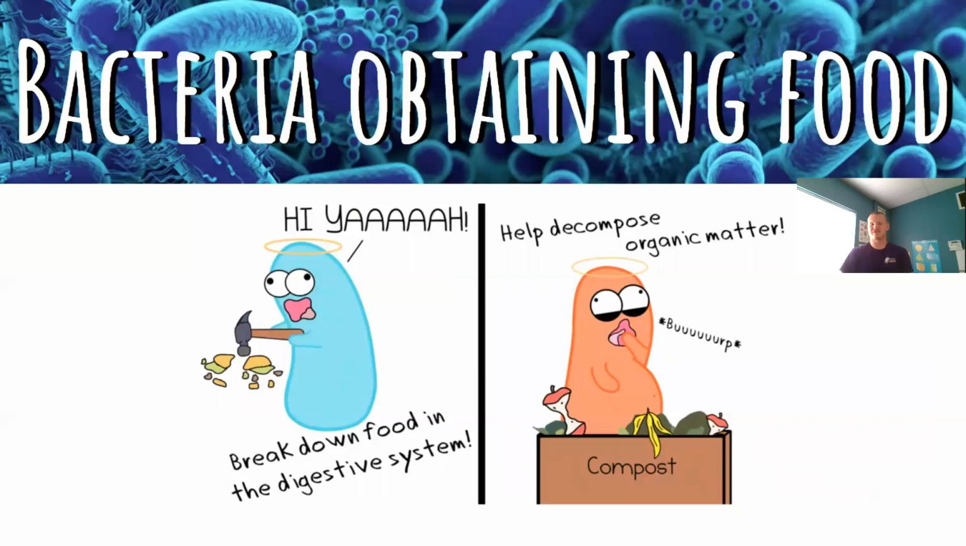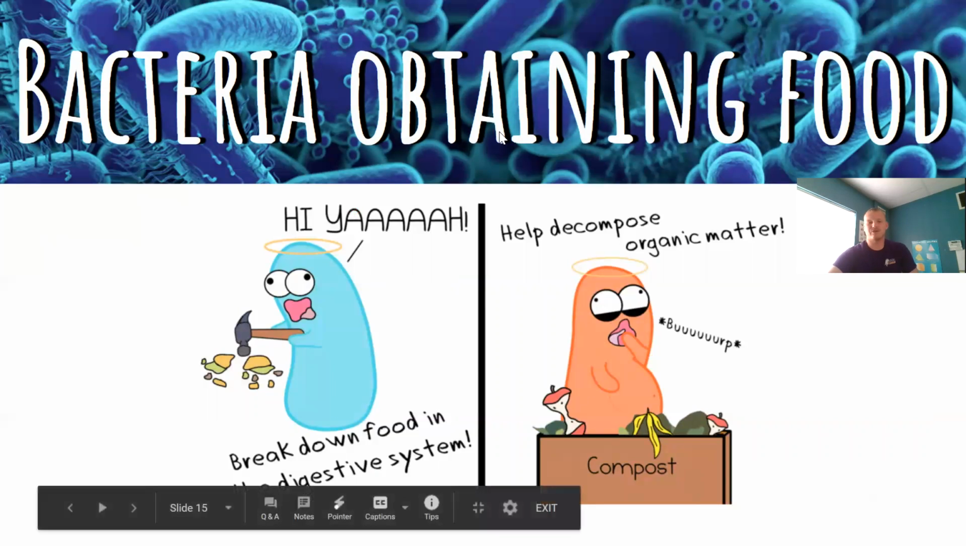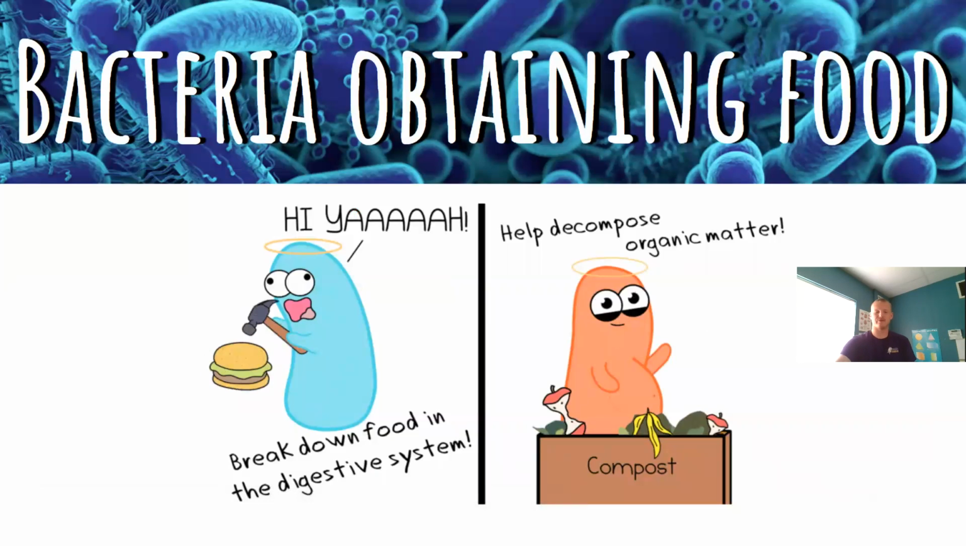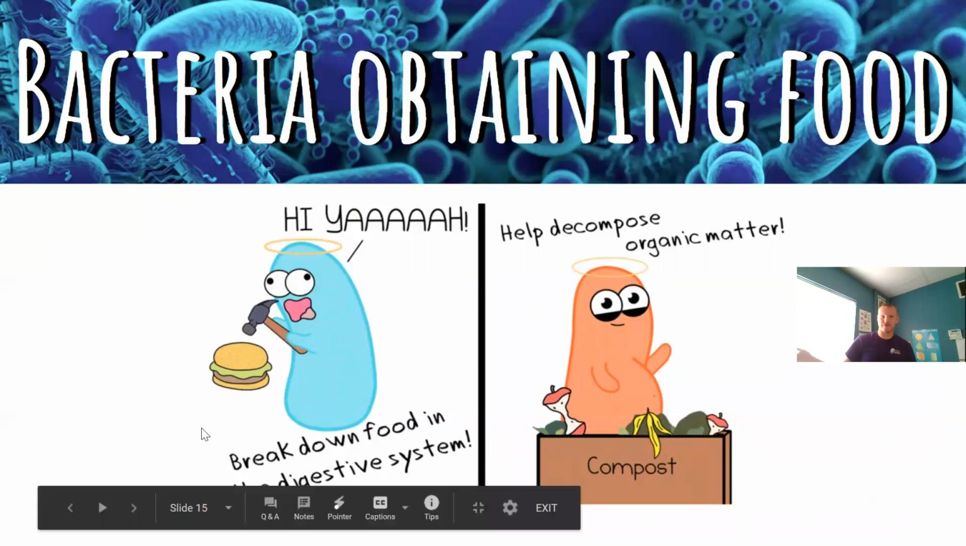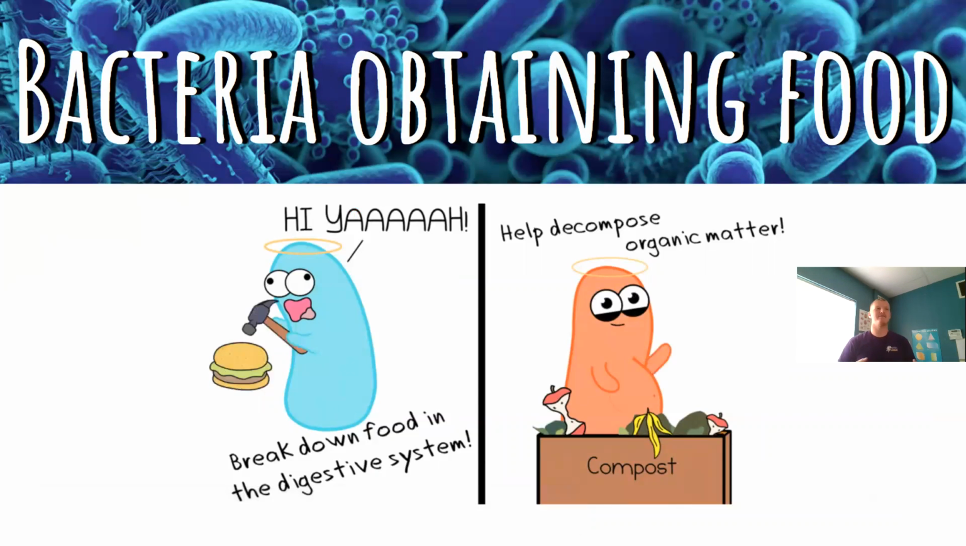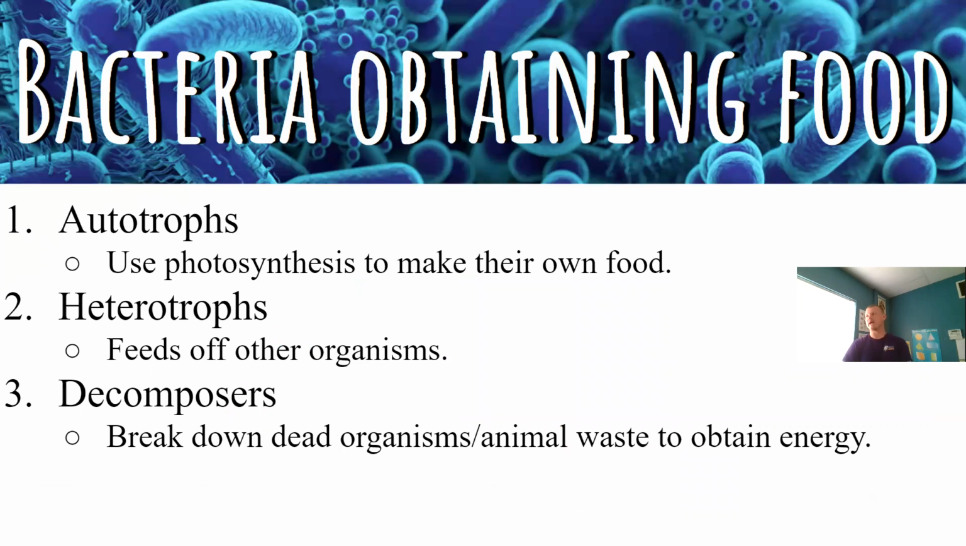Here's another little animation for you, just kind of a funny animation. So when we get into bacteria obtaining food, there's 3 different ways of them getting food. We have the breaking down of food in our digestive system. So bacteria is going to help your food get digested. And then you have decomposing: bacteria helps decompose food, dead plants, things like that. So that's where we bring in autotrophs, heterotrophs, and decomposers.